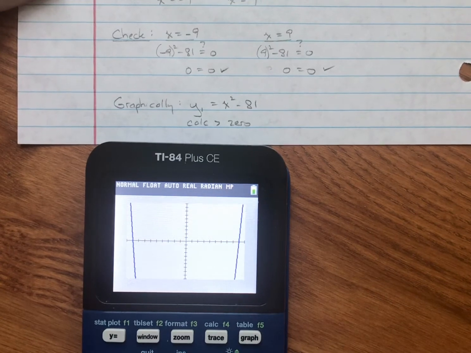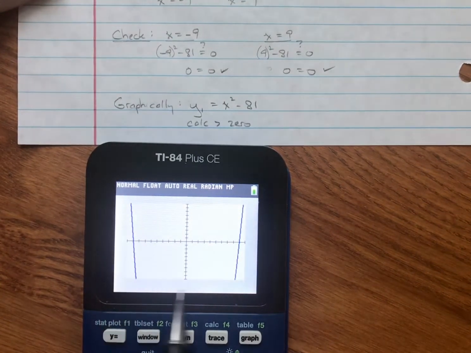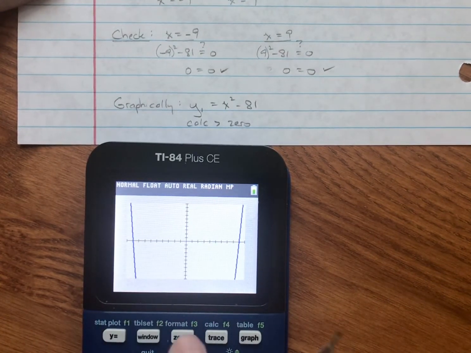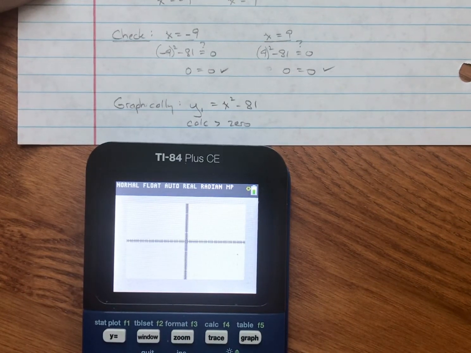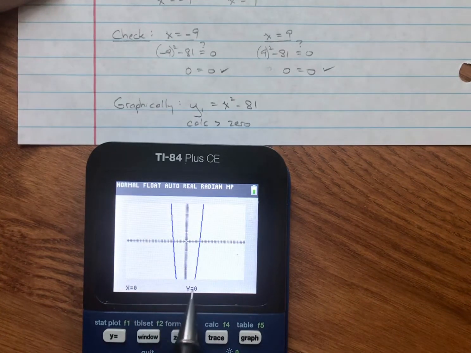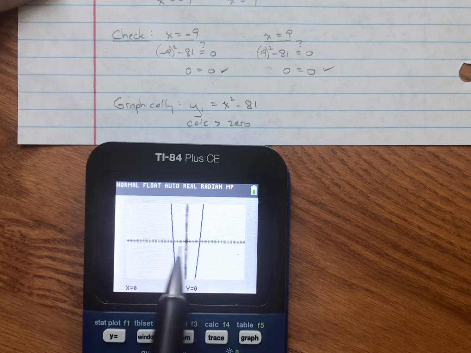Well, it looks like a parabola. And if I zoom out a little bit from the middle, here comes this parabola, and you can see it's coming in and bottoming out down here. We're concerned about where the zeros are. Where does it cross the x-axis?